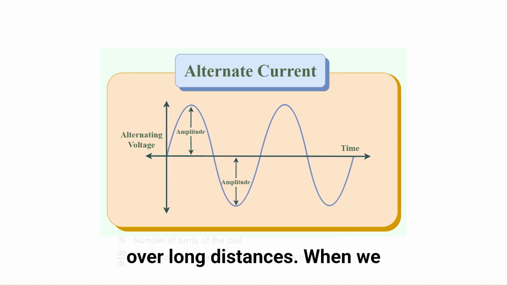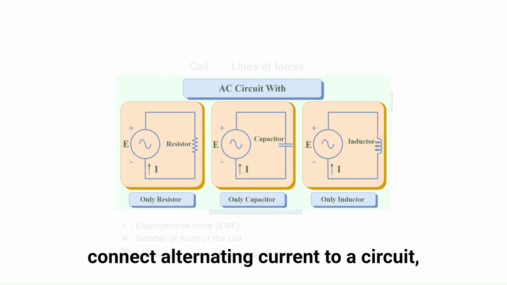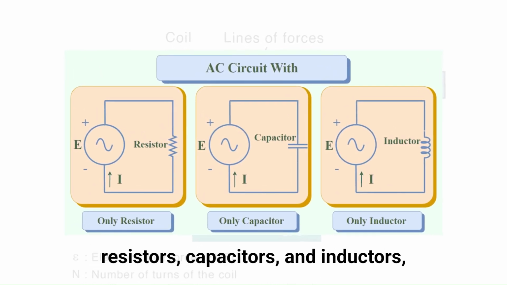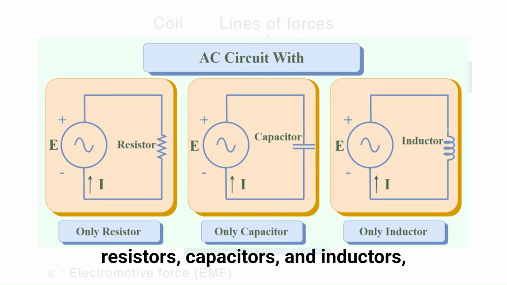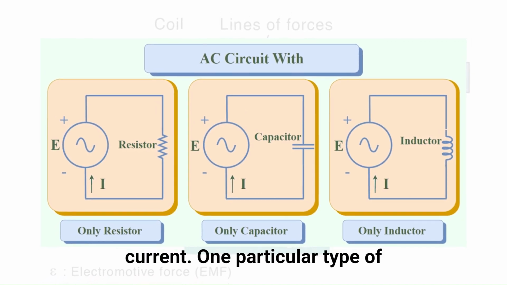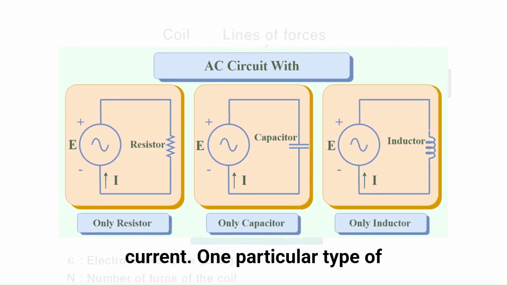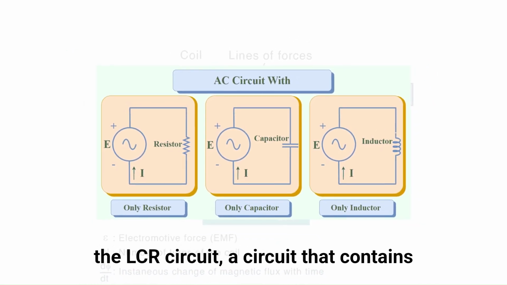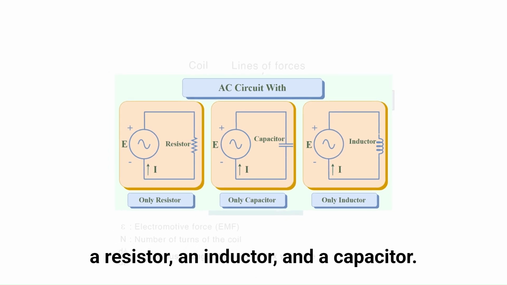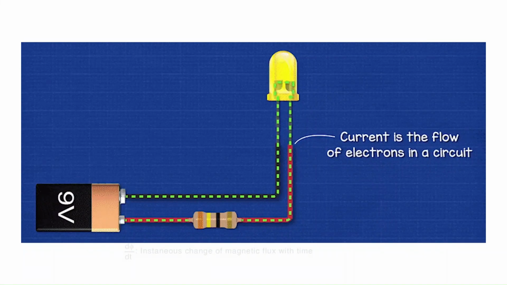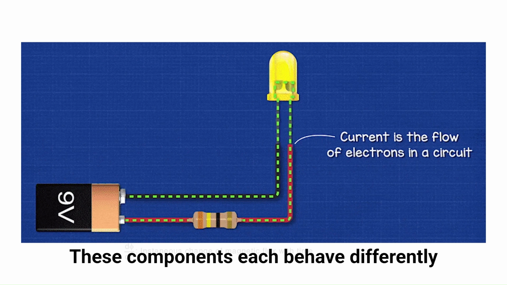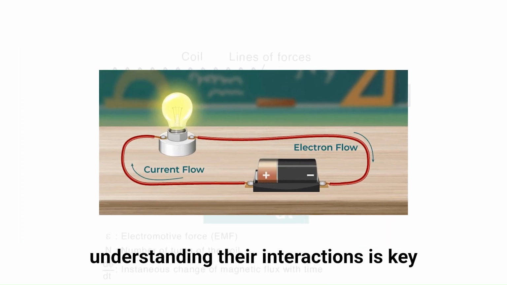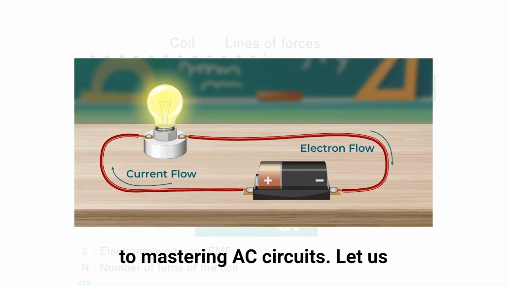control over long distances. When we connect alternating current to a circuit, the components in that circuit, such as resistors, capacitors, and inductors, react differently to the changing current. One particular type of circuit that we study in this context is the LCR circuit, a circuit that contains a resistor, an inductor, and a capacitor. These components each behave differently when exposed to alternating current, and understanding their interactions is key to mastering AC circuits.